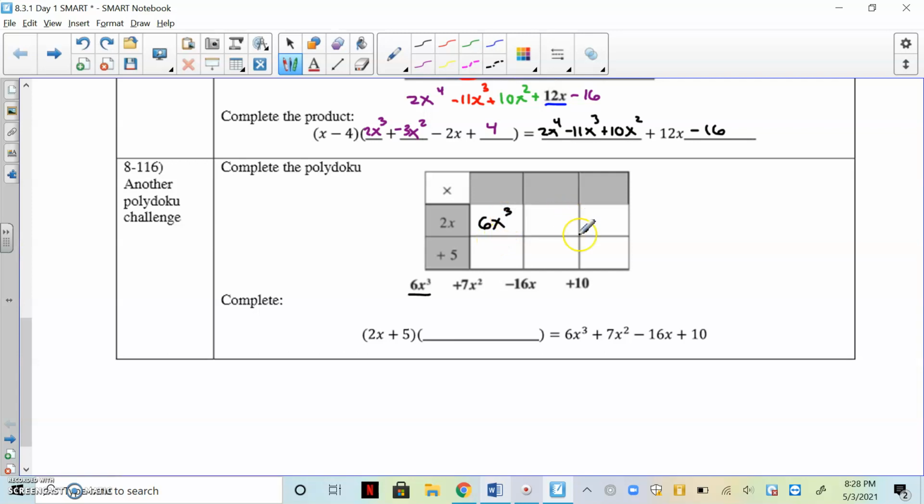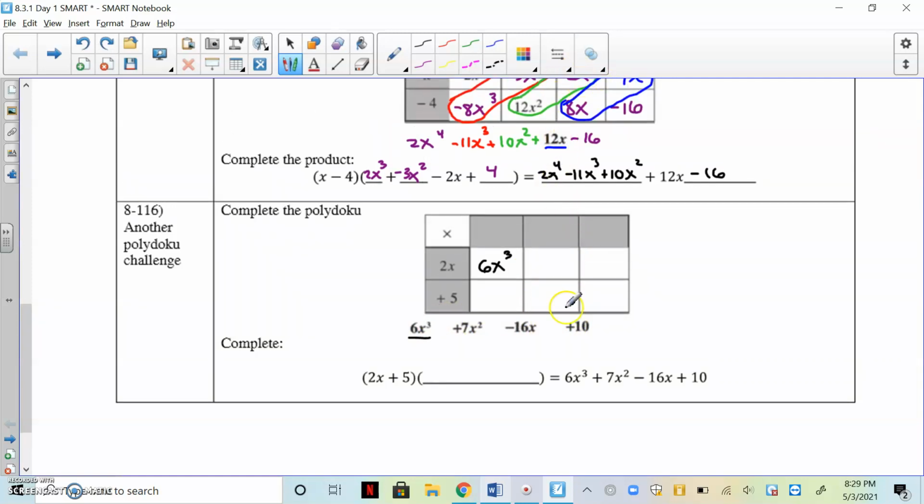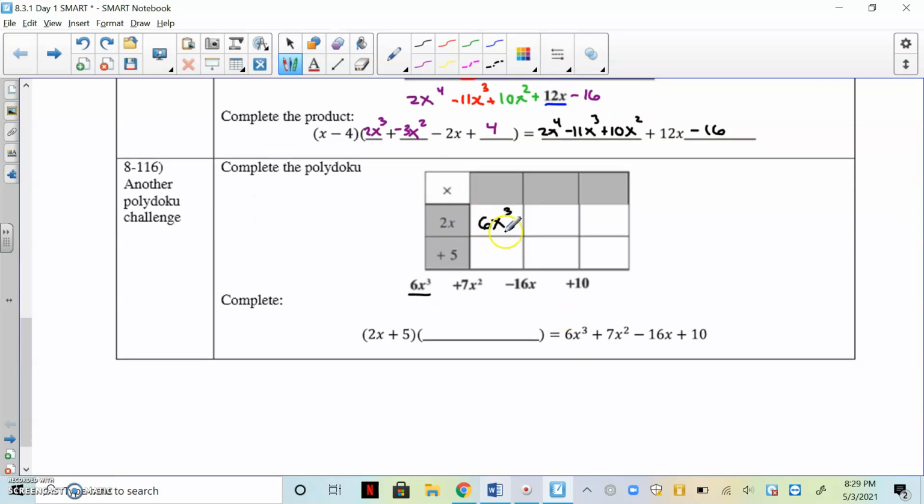Okay, and what we also know is that when we add everything up in these boxes, it will simplify to this polynomial. So we will use these to help us, just like we used this 12x to help us there. So now that we know that this 6x cubed is here, we can fill out this gray box. 2x times what equals 6x cubed? Well, that would be 3x squared, because 3 times 2 is 6. X squared times x is x cubed. 3x squared times 5 is 15x squared, and this is where we run out of information to fill out the rest. So that's when we use the stuff down here.